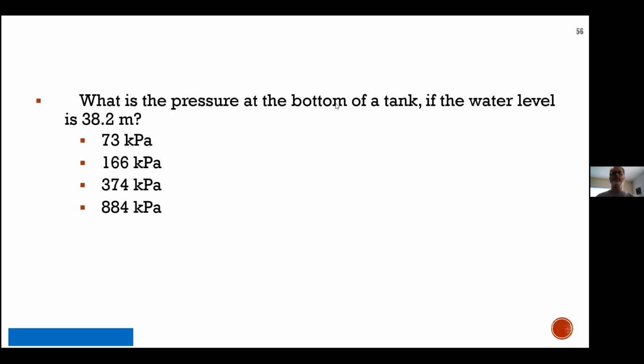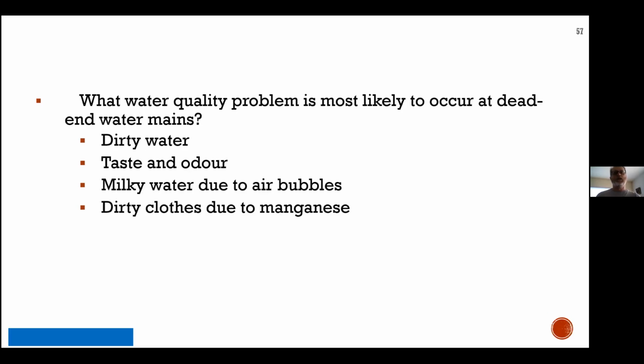What is the pressure at the bottom of a tank if the water level is 38.2 meters? So we're looking at this in kPa. We know it's about 10 to 1, 374 kPa, right? 9.8, right? We're going to talk more about water quality in the weeks to come.